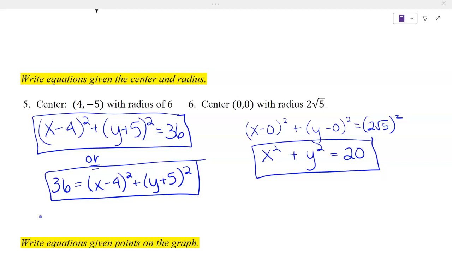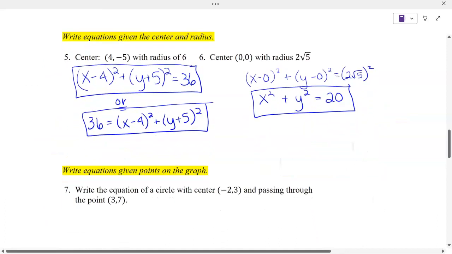On number 6, I went on and wrote this out because our center was at 0, 0, but that can simplify just to x squared plus y squared. And then when I square 2 radical 5, 2 squared gives me 4, and the square root of 5 squared gives me 5, and 4 times 5 gives me 20.